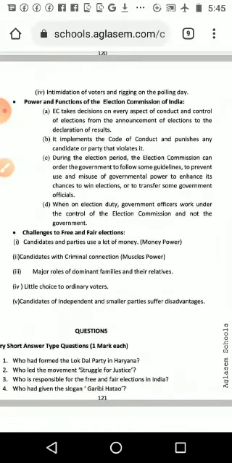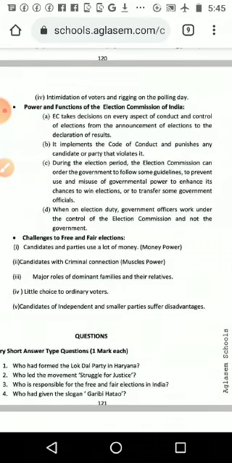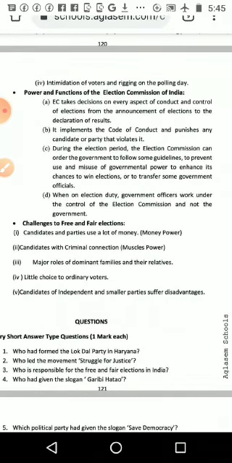Then next point, challenges to free and fair election. Candidates and parties use a lot of money, meaning money power. That is one of the challenges we are facing here in India, or in Tamil Nadu. We are facing the same problem. Next, candidates with a criminal connection use muscle power, using persons with power, like that. Many activities they do.